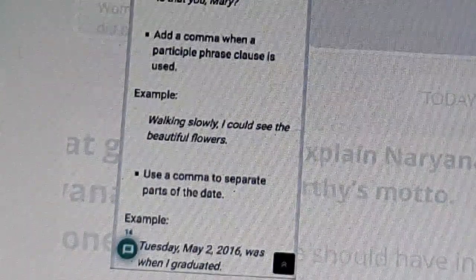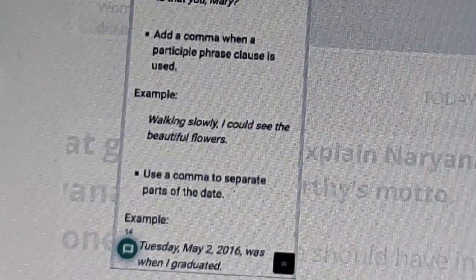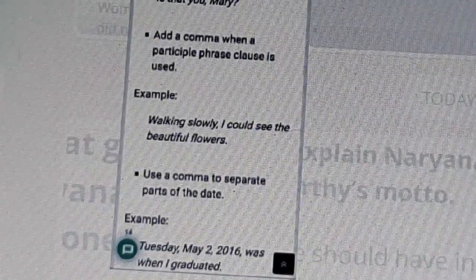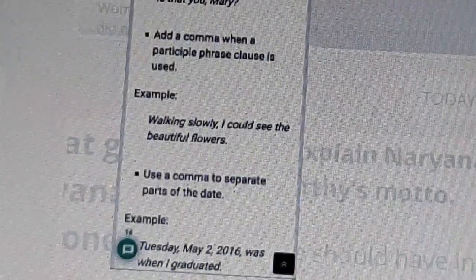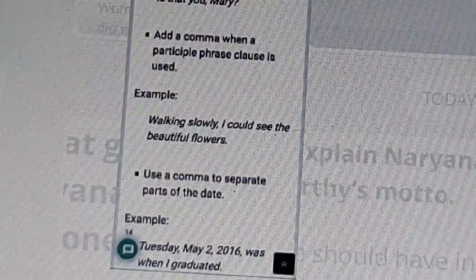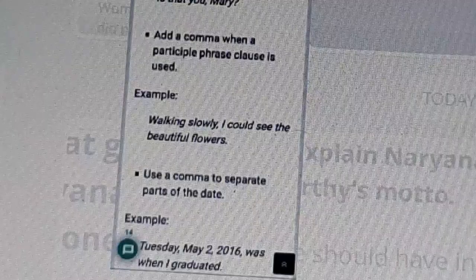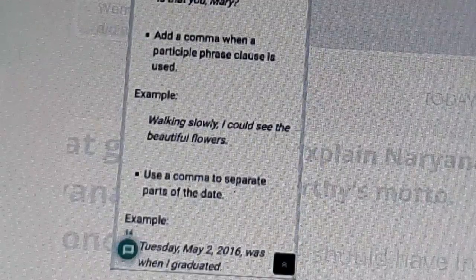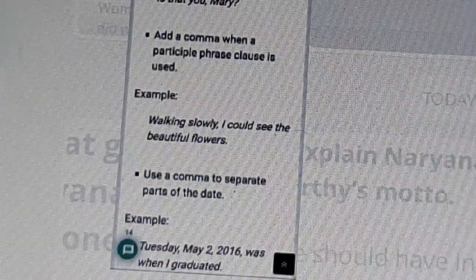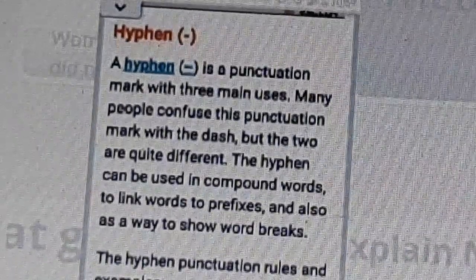Here these are separated by a comma: day, date, and year. Okay. This is all the subject, and so they put a comma. Was when I graduated.